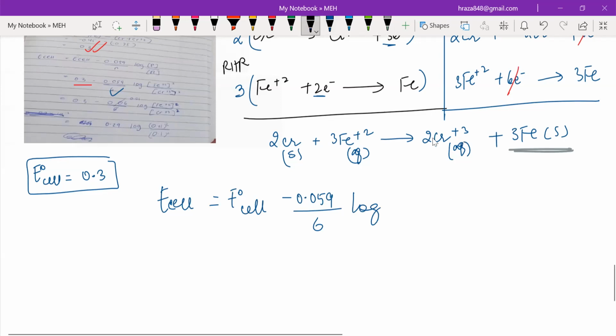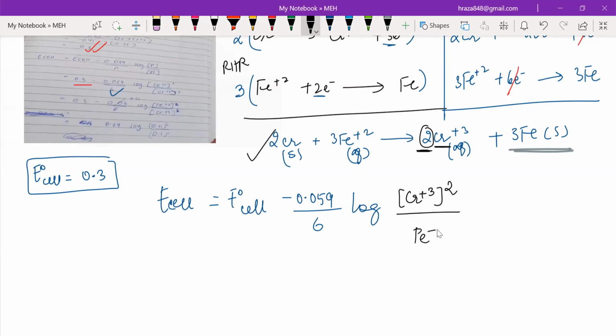Now you can see this is your 2Cr plus 3, so this will be your concentration, and whatever is the coefficient will come in power. You can see this is your solid, so you are going to neglect it, and this will be Fe plus 2 raised to the power 3. Are you getting my point? Yes, sir. Okay, understood. Now can you again solve it? Please do solve it.